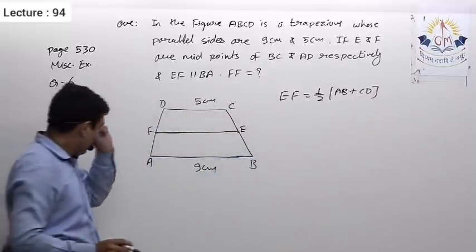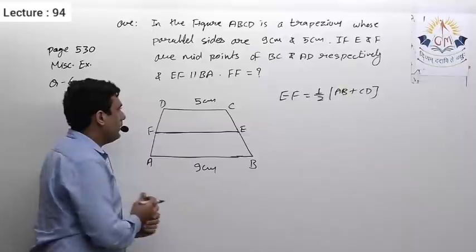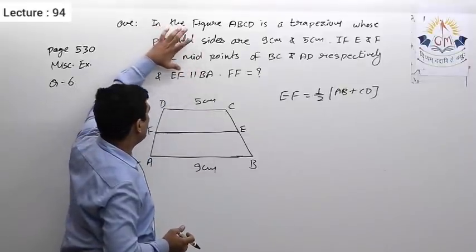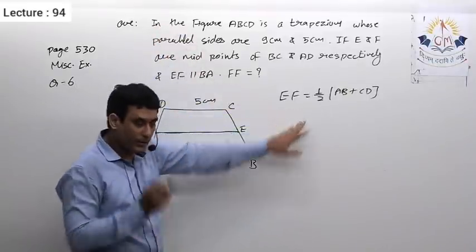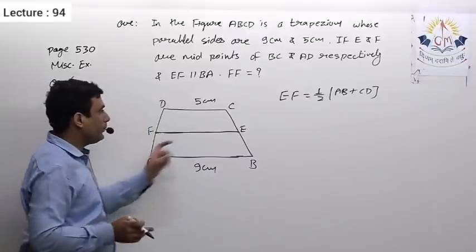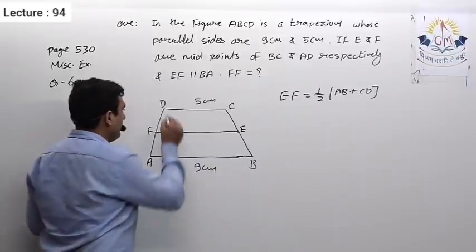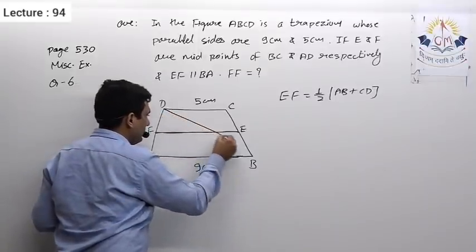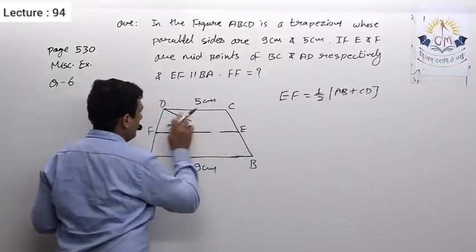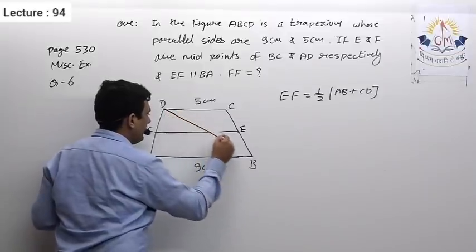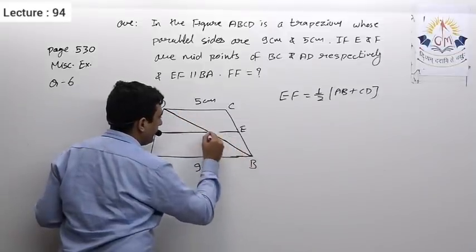Okay, so first we'll prove this. However, whenever you get this type of question, you can use this concept directly, but here I will give you its proof, that EF equals half of AB plus CD. It's very easy. See, if I join BD or join AC, doesn't matter, join any one diagonal.